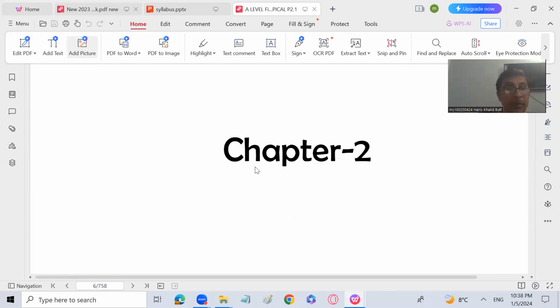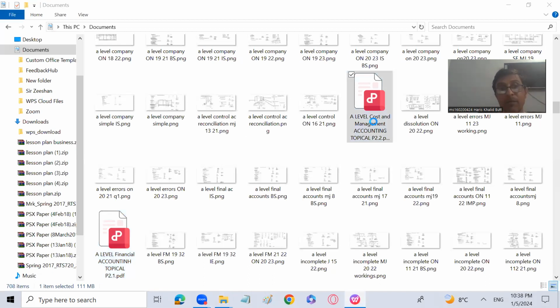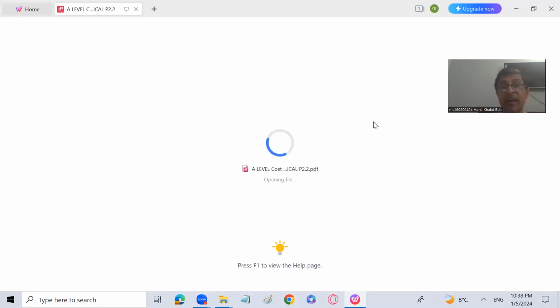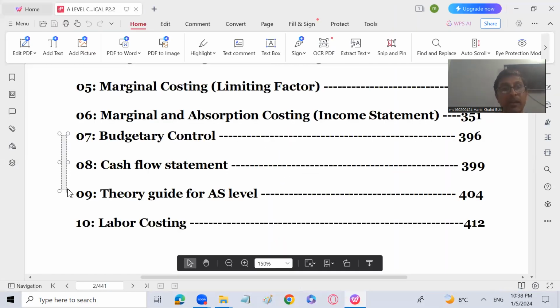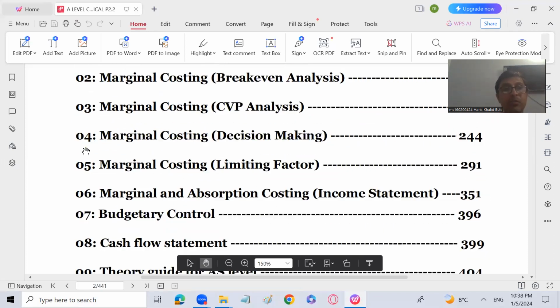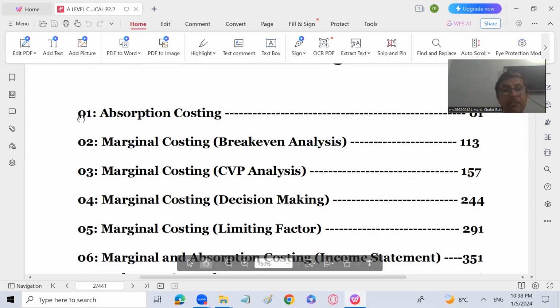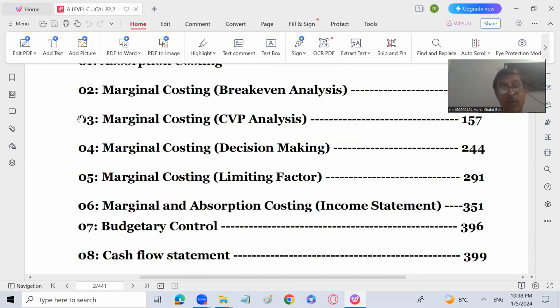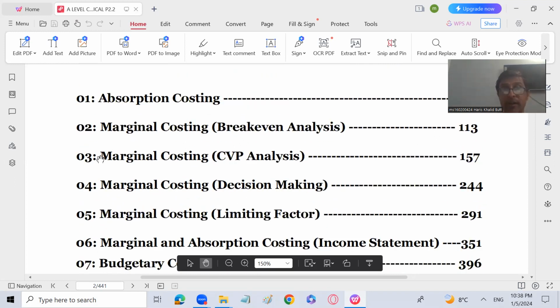So this is for paper 2, but the part in paper 2 is basically of financial accounting. So cost and management accounting. For cost and management accounting, we have 2 chapters, which include absorption costing and marginal costing. Marginal costing has certain topics like break-even analysis, cost volume profit analysis, decision making, limiting factor, absorption and marginal income statement, and budgetary control, which is a theoretical topic. This covers 399 or almost 400 pages.